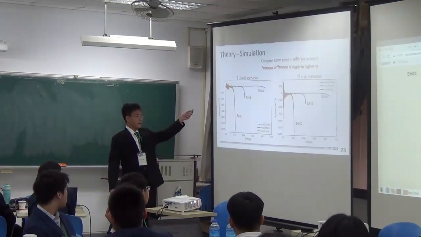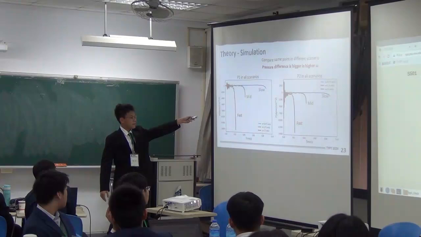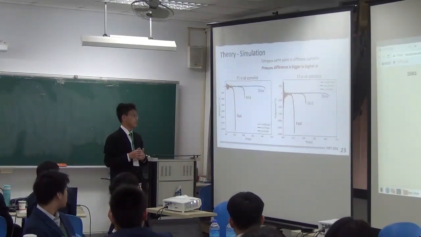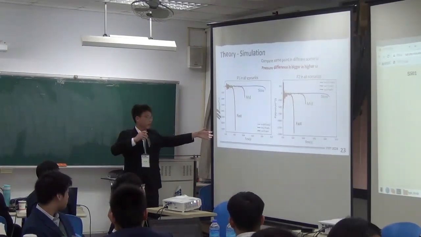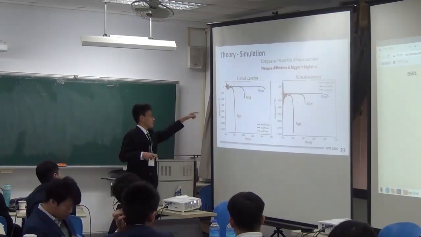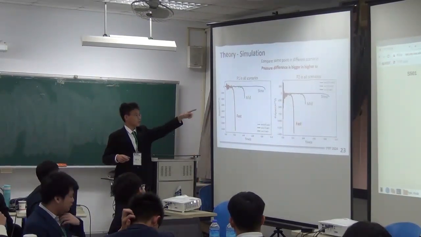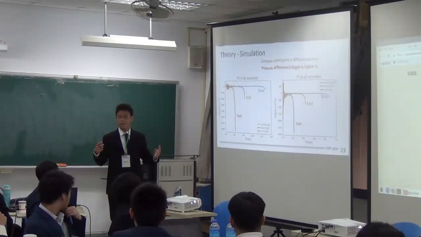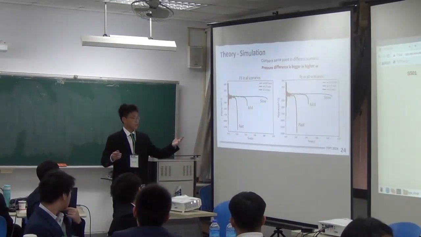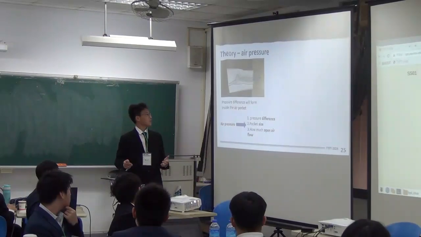So we compare the fast, mid, and slow, which here means the ruler's angular velocity. We can see that the faster the ruler's angular velocity, the more it forms a very big pressure difference, and very fast. While the slow one doesn't form a big pressure difference, and it forms very slowly. It looks like this. So here's the theory of air pressure.